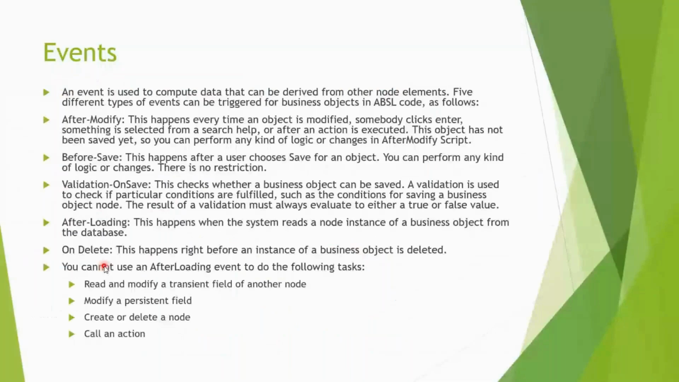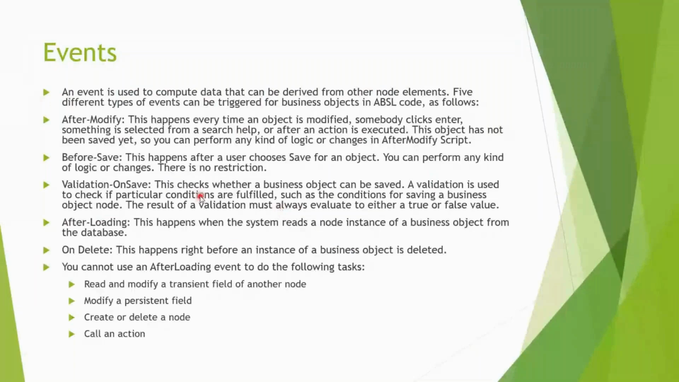Okay. So yeah, just the explanation I have given here. After modify will trigger every time the object is modified. Before save will trigger when the save button is clicked. Again, same thing, validation on save is just to write error messages, like validations. We have to do only the validation. We can't update any fields in the validation on save.